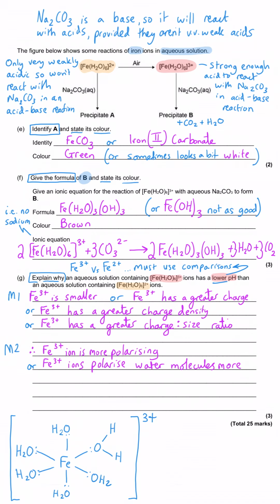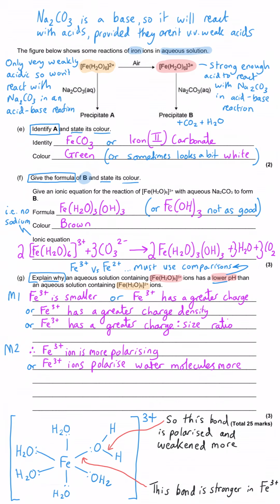And so to actually form the complex altogether, remember, the water needs to donate a pair of electrons to the iron, and that forms a coordinate bond. And so the iron 3+ polarizes this water molecule more than the iron 2+ does. And so as a consequence of that, that weakens this O to H bond within the water ligand.